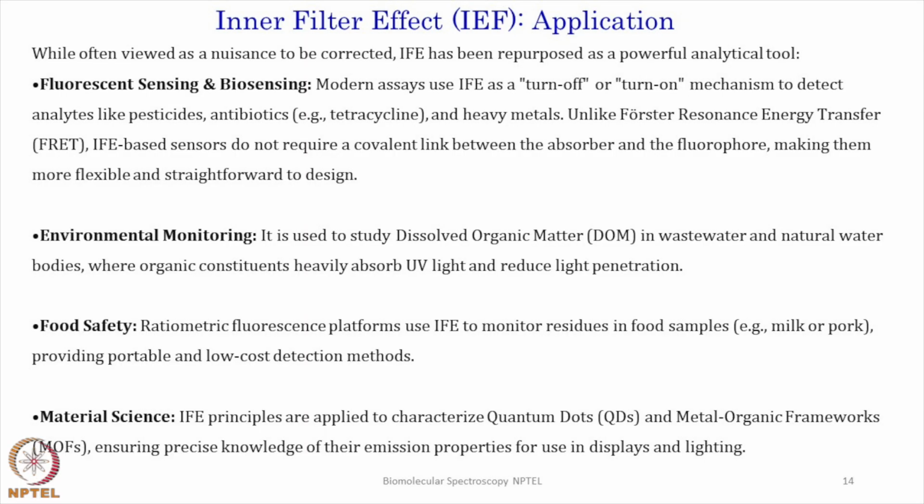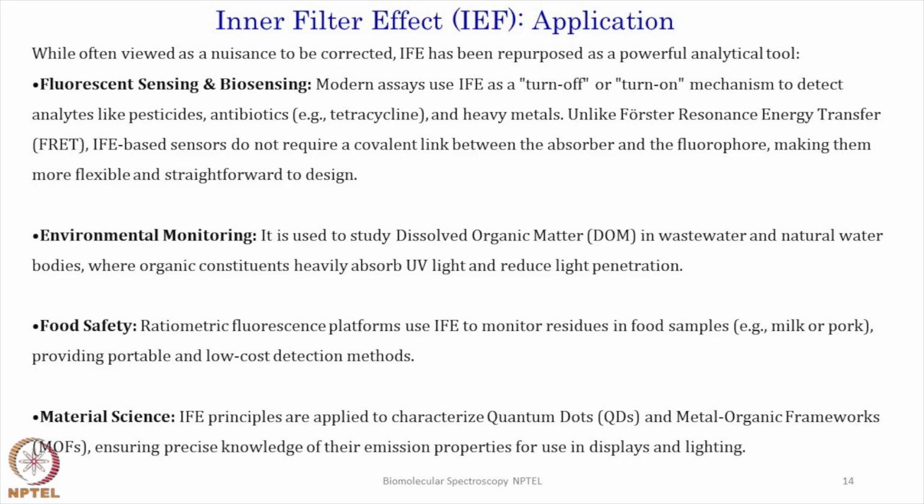In political circles they call this turning a calamity into an opportunity. So, now let us turn this calamity into an opportunity, we can use it, right. So, one use is sensing, you can use it for fluorescent sensing or biosensing.